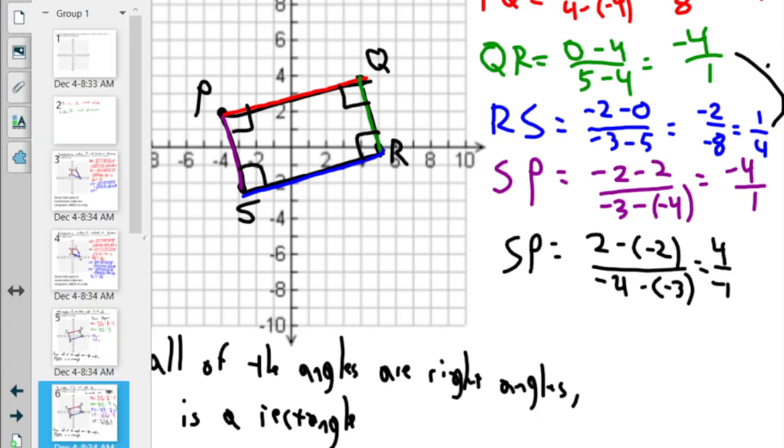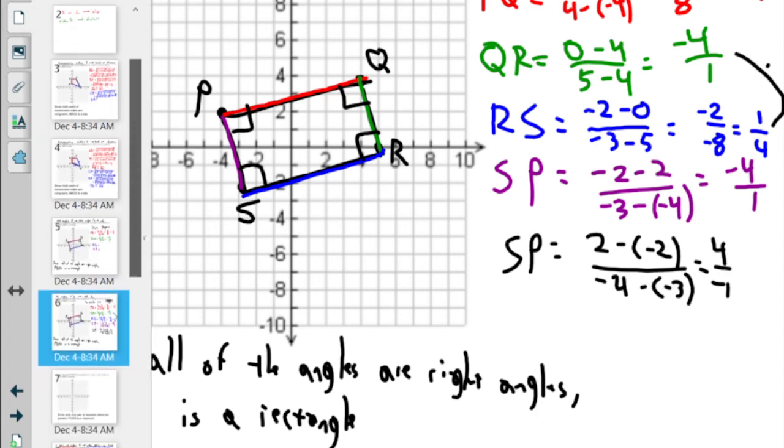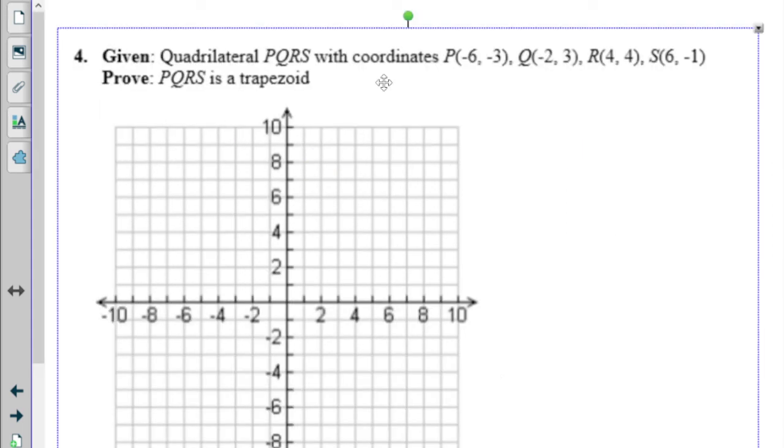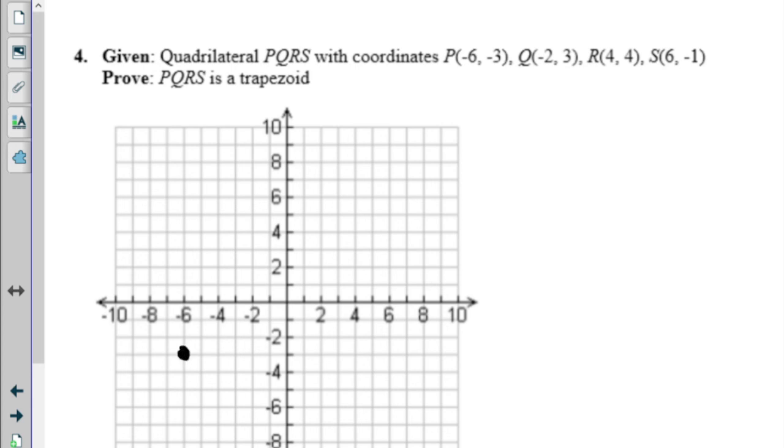One more problem. And we're going to be looking at our trapezoid. So make sure that you look through and find what your definition of a trapezoid is, and see if you can use that definition to figure out what we're going to be looking for in our trapezoid. So here are our coordinates.